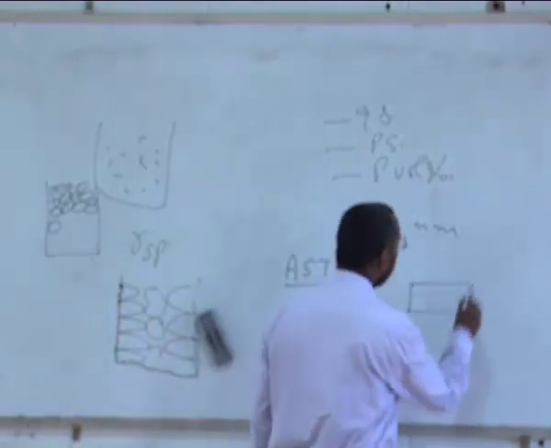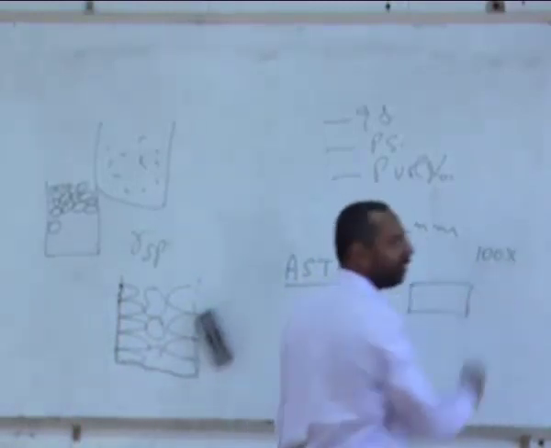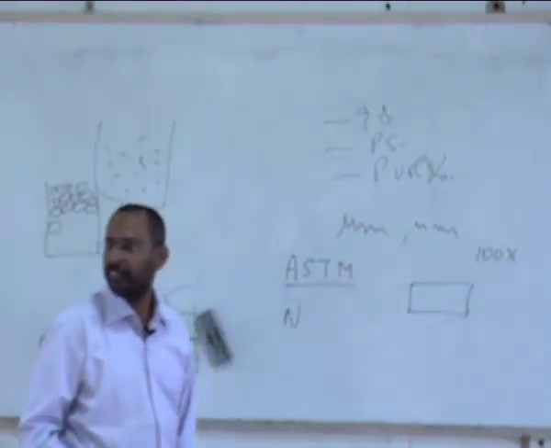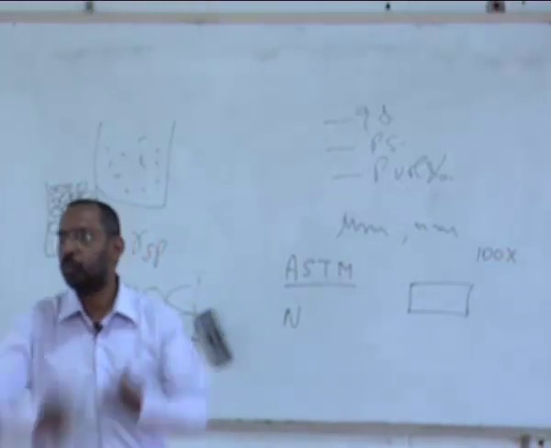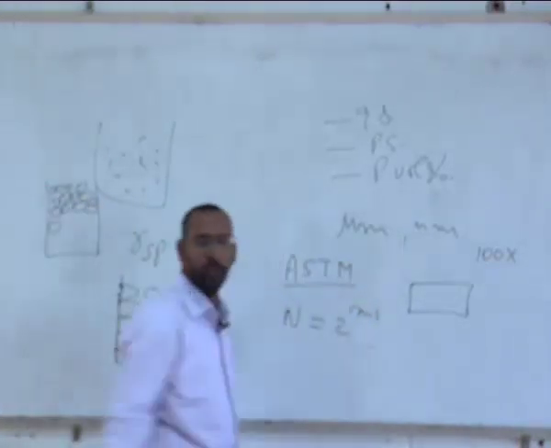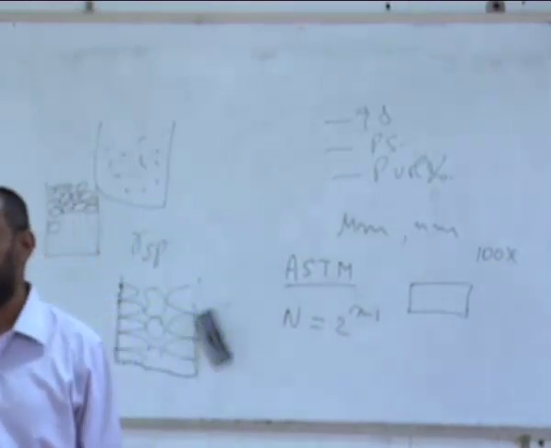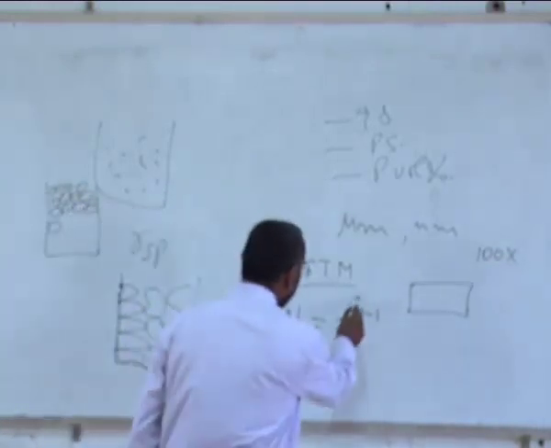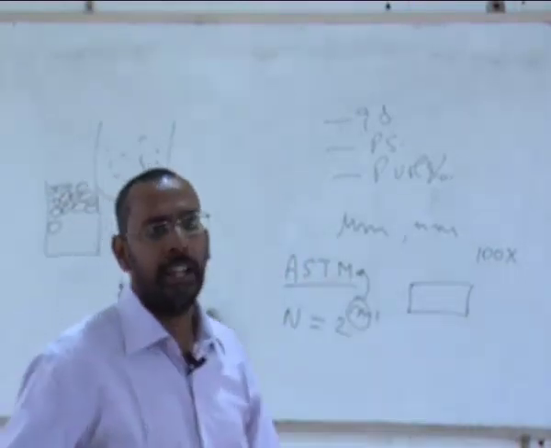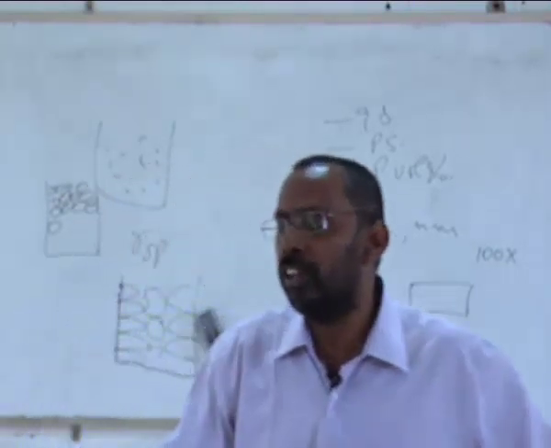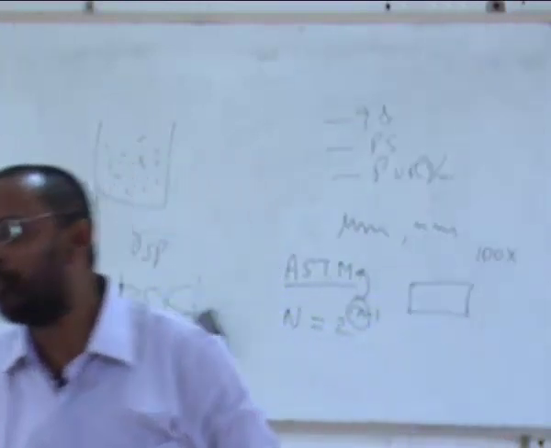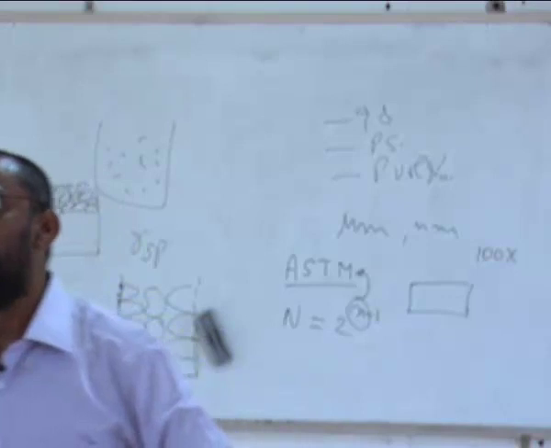And there is a relation. So if I take a sample and put it in a microscope and see it at a 100x magnification, and if I see a certain number n of grains per square inch, we say that this is related to an equation like this, where small n is called the ASTM grain size number. The capital N is the number of grains per square inch at a 100x magnification. Of course, if you are using a different magnification, you need to multiply with a different factor.